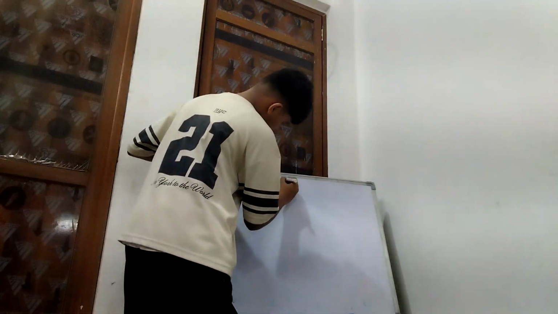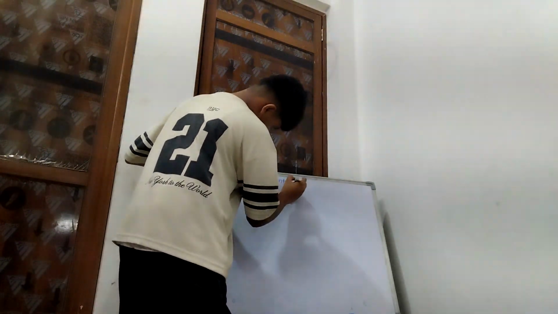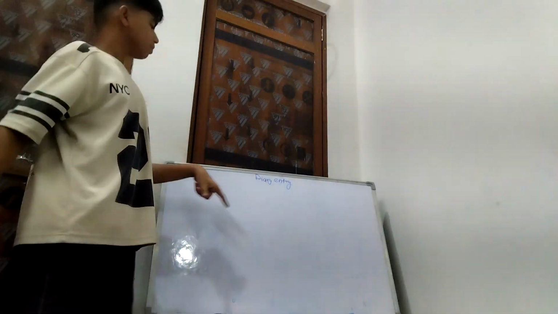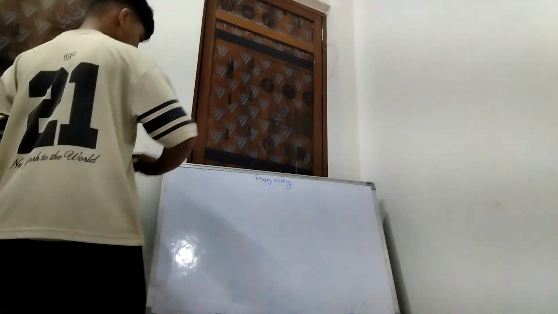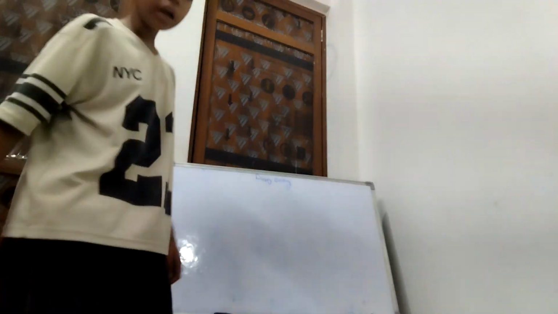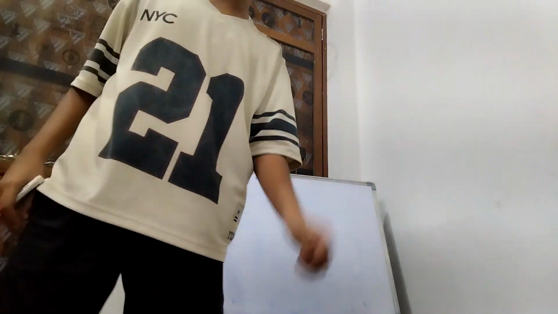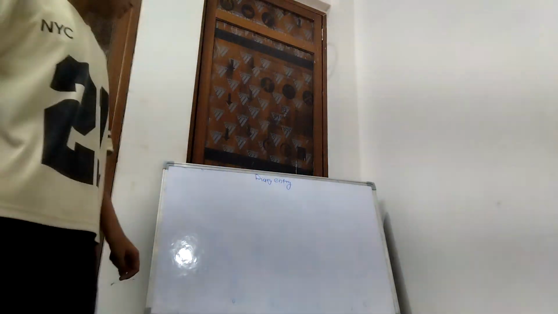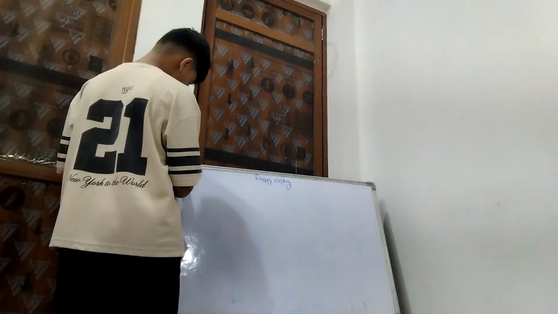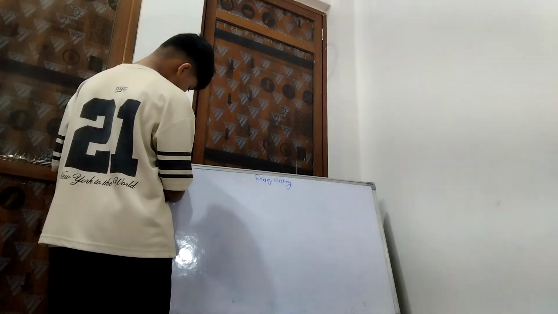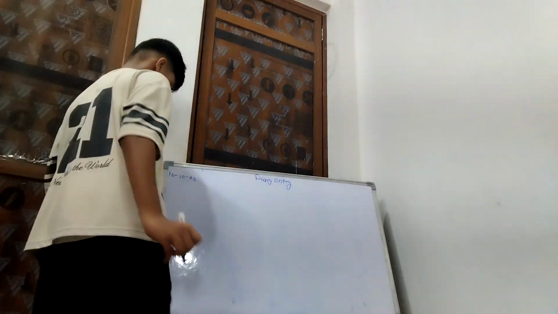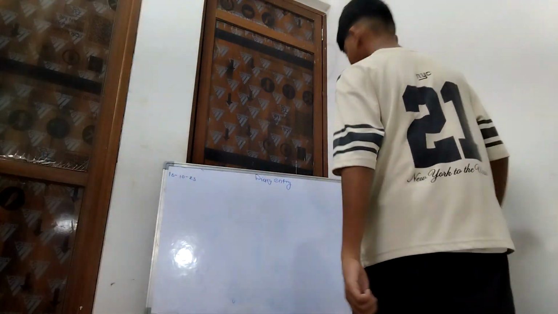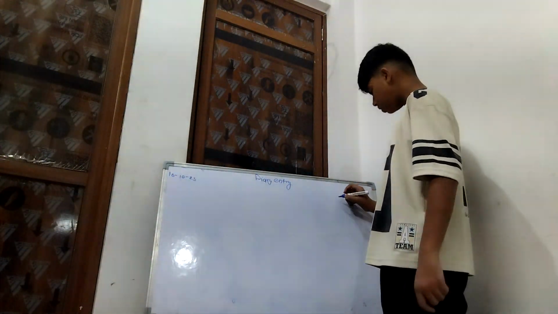Diary entry. Now we continue with the topic diary entry. First we will write the date, and the date is according to myself. So today is 16, so I will write 16 here. Then 16, 10, 25. And the time is like 10 p.m.